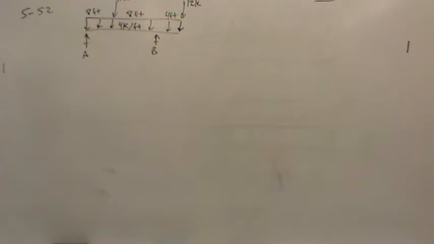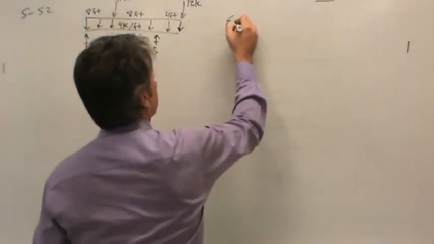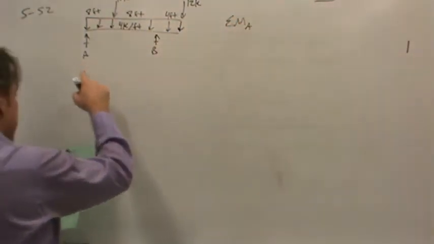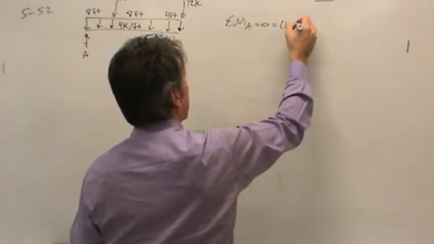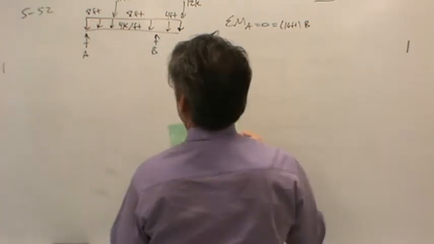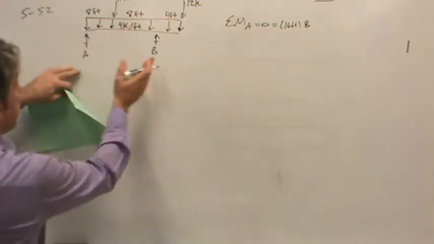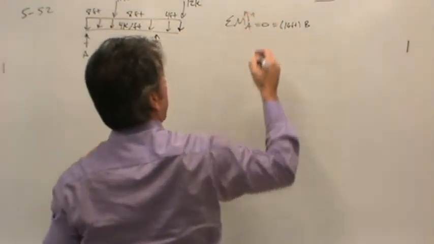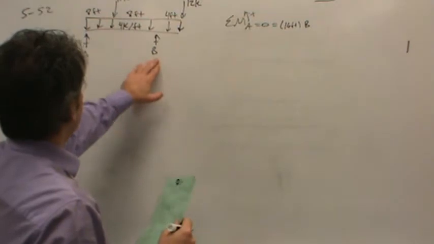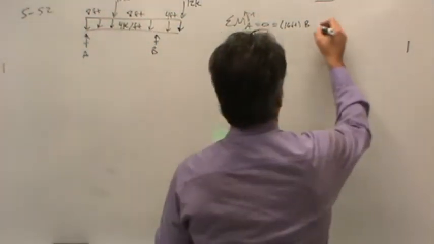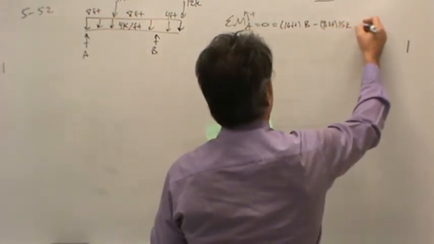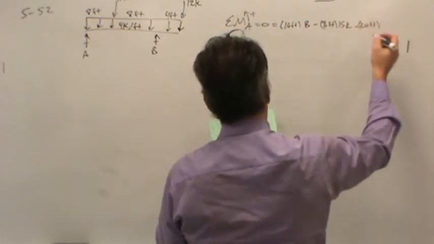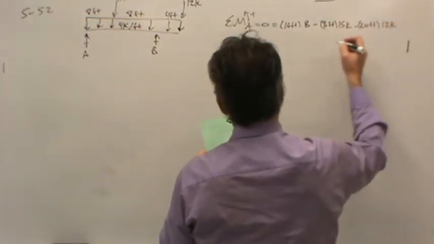The first step is to solve for the reactions A and B. So we'll just use statics to do that. Summing moments about A on this side, we'd have 16 feet multiplied by B. That'll take care of the reaction at B, so summing moments counterclockwise positive. That takes care of B. Then we've got all the applied loads. Minus 8 feet times 15K minus 20 feet multiplied by the load there, which is 12K.